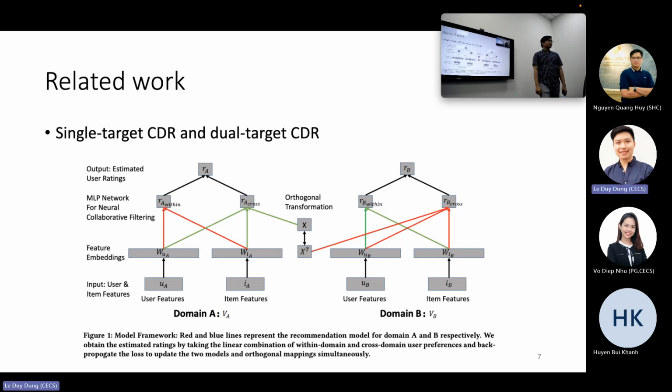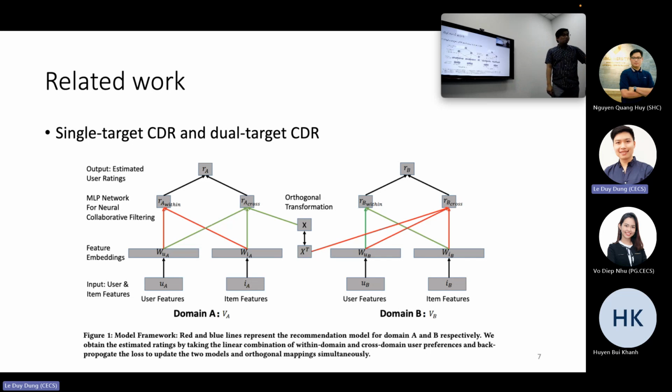You mean this RB cross will create the reference vector for the item, right? And RB within will create the reference vector for the user. I think both of them share the information. Yes, because X transpose contributes its information to RB and X contributes information to RA.